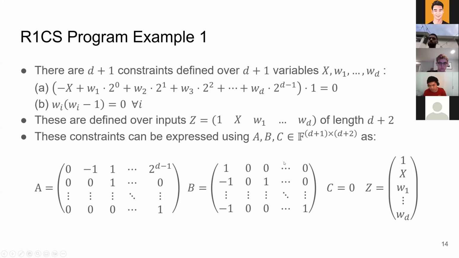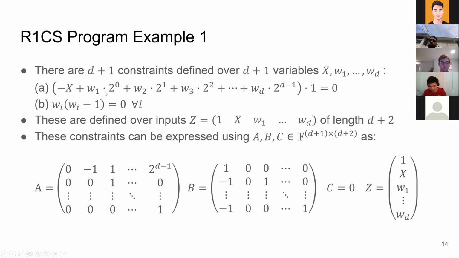For the first constraint, B takes only the coefficients for this term right here, which happens to just be a 1. So B takes a 1 here and 0s for everything else. For the rest of these constraints, A will take a coefficient of 0 for everything except WI, the ith bit, which will have a coefficient of 1. So 1 here for W1, 1 here for W2, all the way down to 1 here for WD, which means it's an identity matrix in the bottom right corner, and there are zeros over here because X and 1 don't appear in the left term.